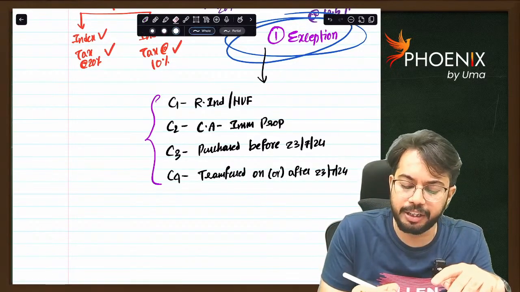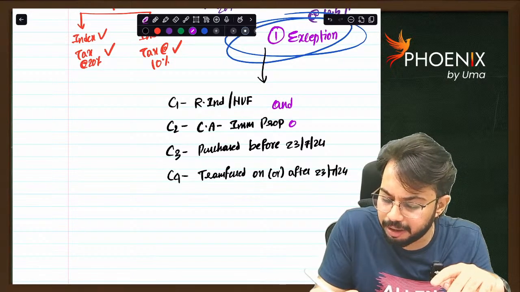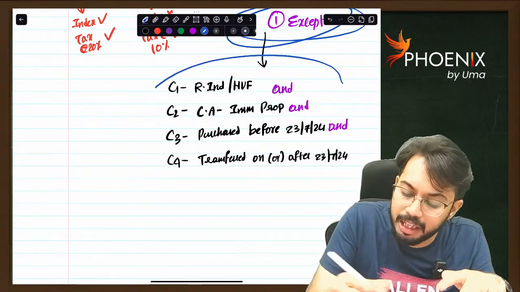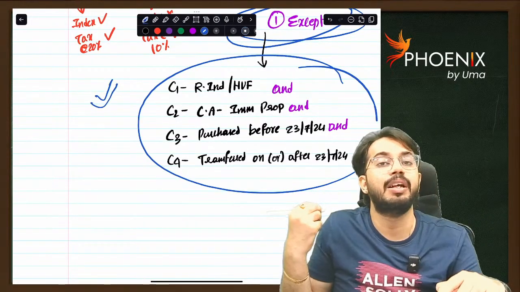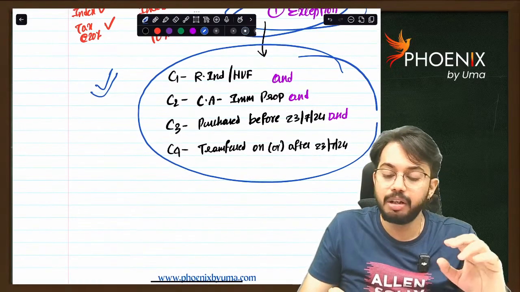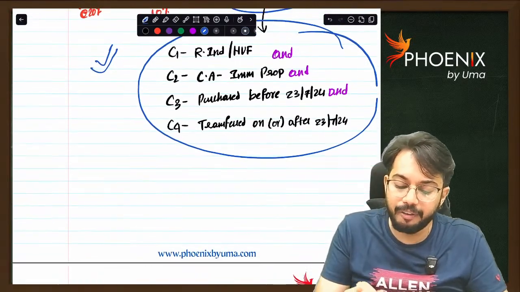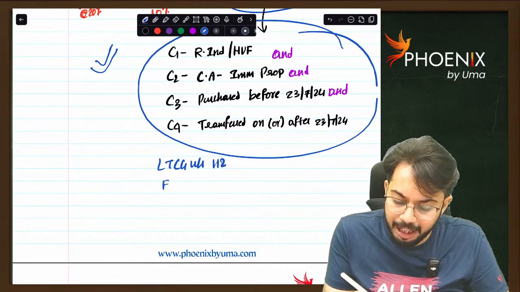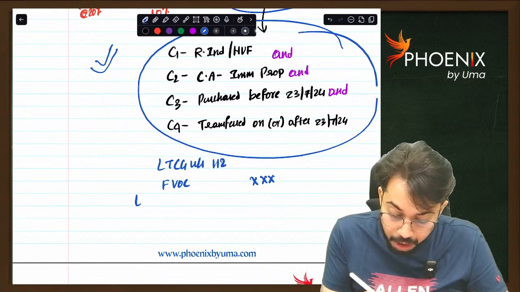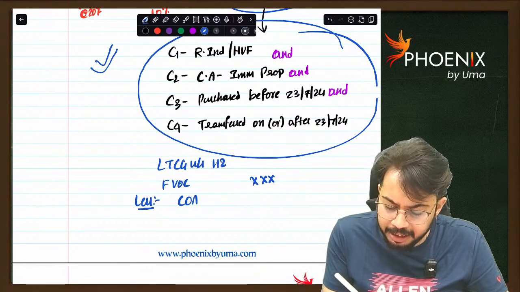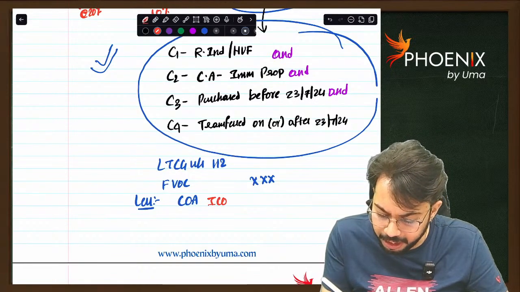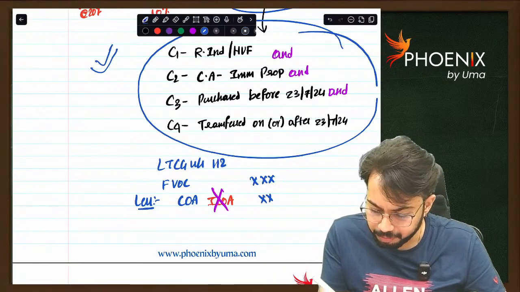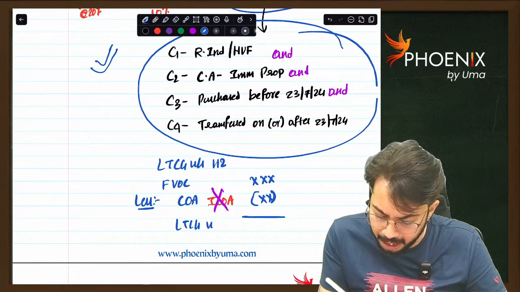If all these four conditions, what is the conjunction? Conjunction is 'and'. All the four conditions are required to be satisfied. If all these four conditions are satisfied, then while calculating long-term capital gain under section 112, full value of consideration, you will not claim indexed cost of acquisition. Indexed cost of acquisition is not allowed. Only cost of acquisition will be allowed. And you will calculate long-term capital gain under section 112.